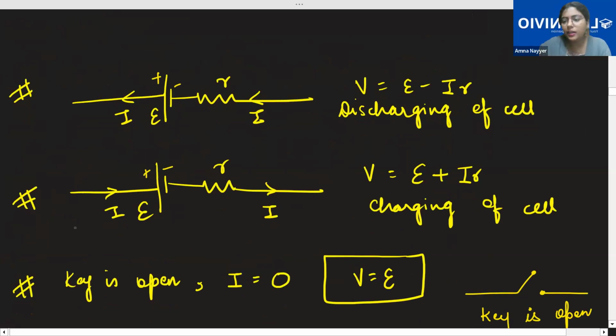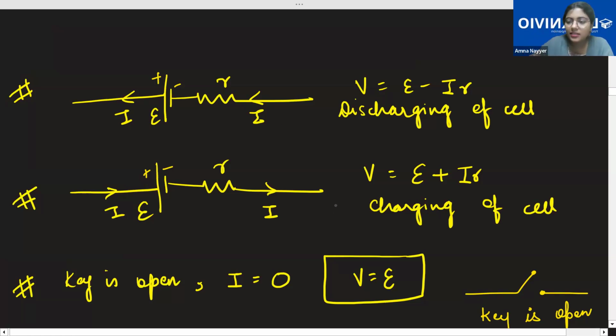See here, there are two equations. Usually, the equation that we use is discharging of a cell, where current comes out of the positive terminal of the battery and enters through the negative. That is the usual case. From the positive terminal, the charges are discharged, means the current comes out. This is known as discharging. And if the current comes out from the negative terminal of the cell and enters the positive one, that is known as charging of the cell.